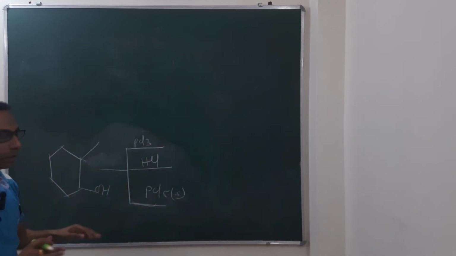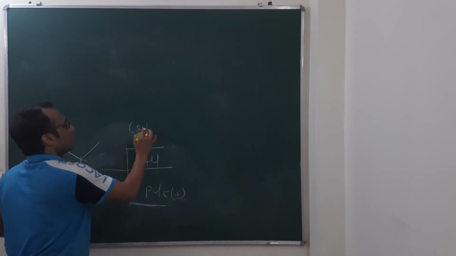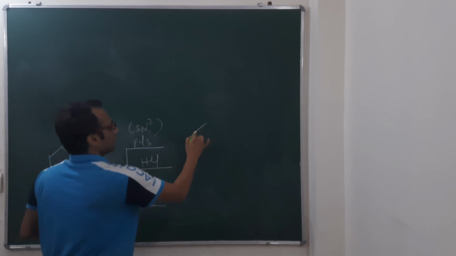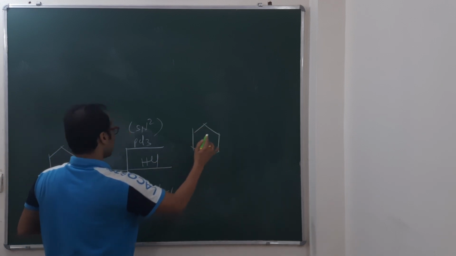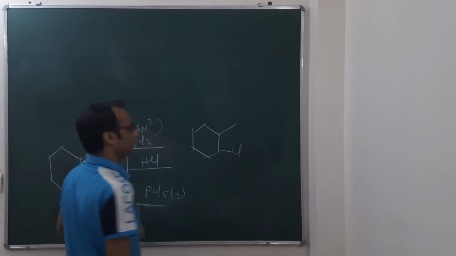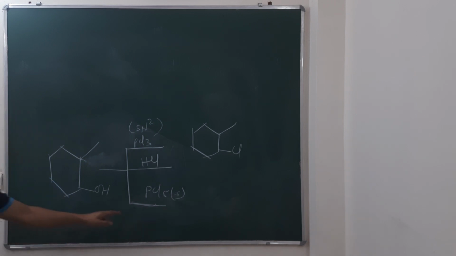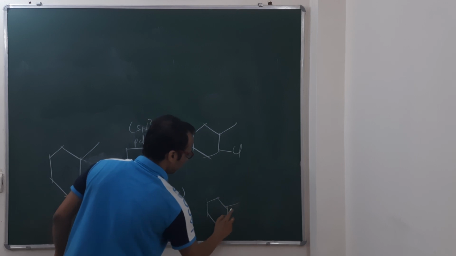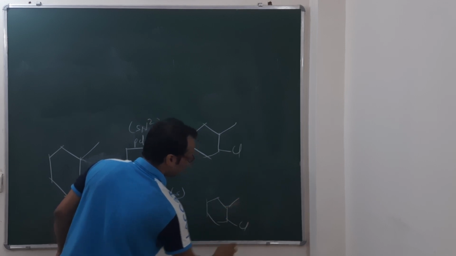PCl3 is the SN2 mechanism. So exactly at this position, what happened? The chlorine will attach here. Similarly, with PCl5, the same thing will happen. This is the alkyl group. Here the chlorine will attach.